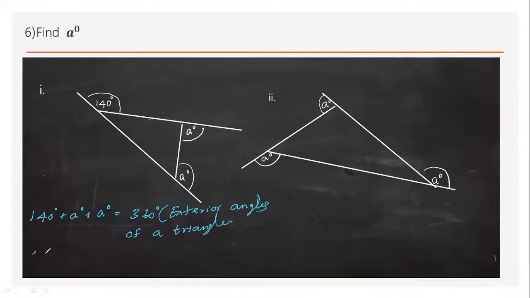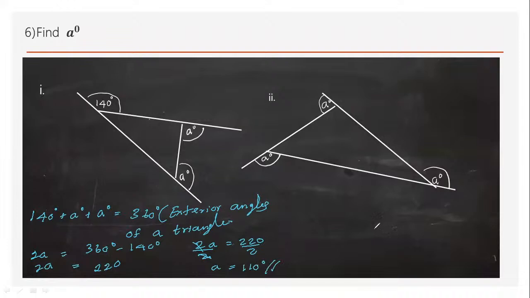Then 2A equals 360 minus 140. 2A equals 360 subtract 140. How much? 6 subtract 4 is 2, 220. Then we can divide both sides by 2. 2A equals 220, divided by 2, this side also by 2. A equals 110. A equals 110.